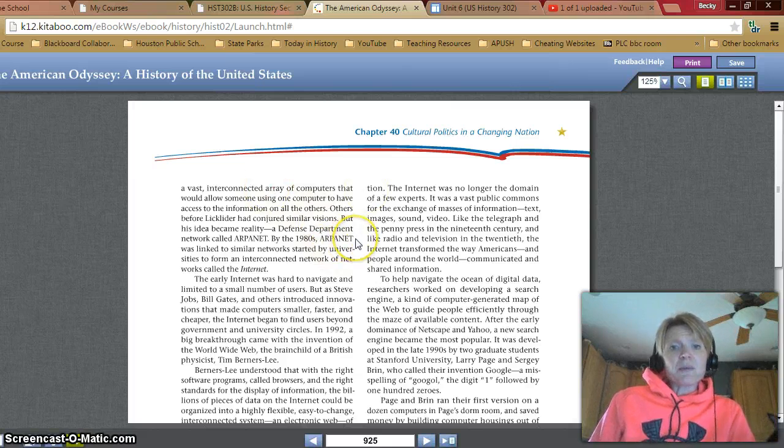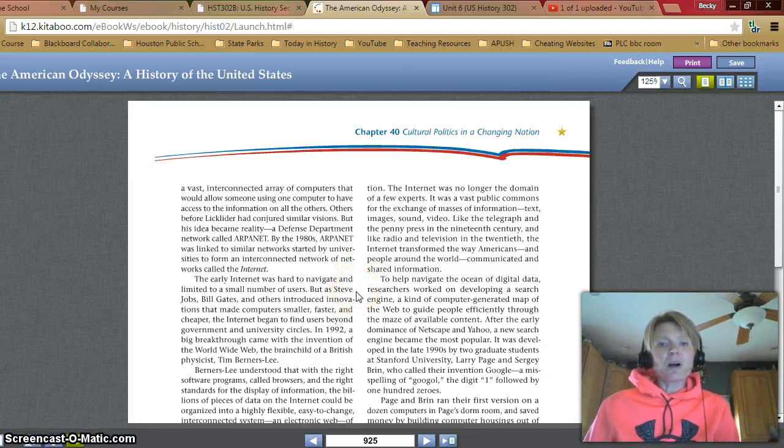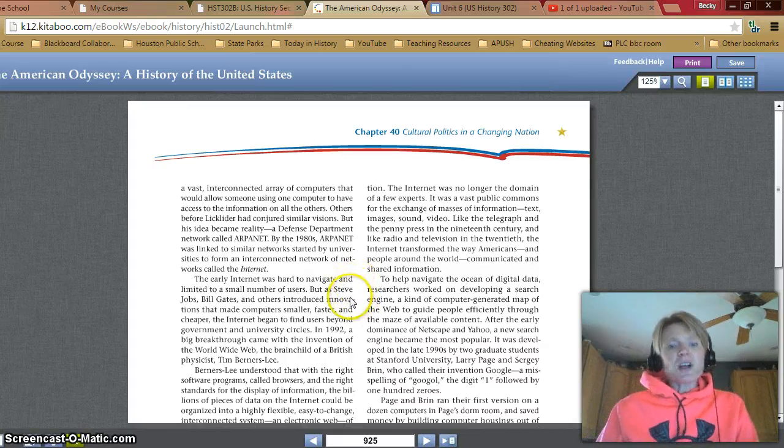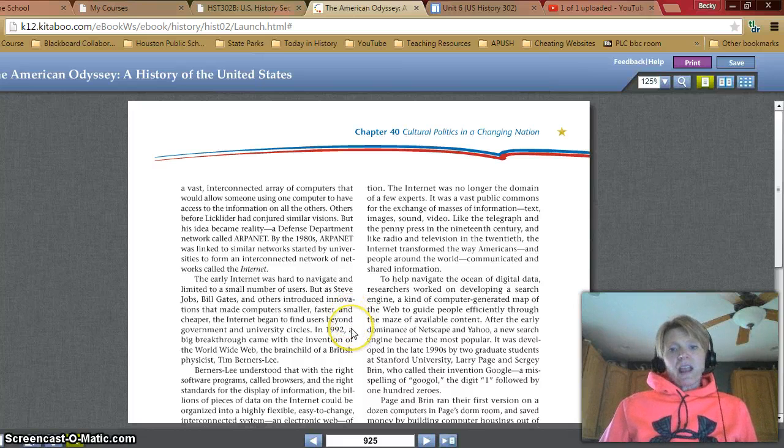By the 1980s, ARPANET was linked to similar networks started by universities to form an interconnected network of networks called the Internet. The early Internet was hard to navigate and limited to a small number of users. But as Steve Jobs, Bill Gates, and others introduced innovations that made computers smaller, faster, and cheaper, the Internet began to find uses beyond government and university circles.